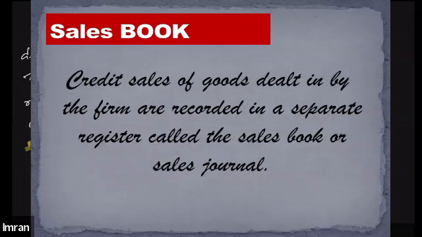So first of all, it is written that credit sale of goods dealt in by the firm are recorded in a separate register called the sales book or the sales journal.